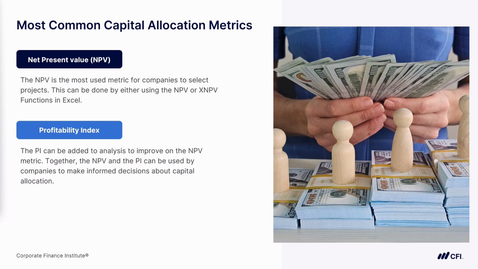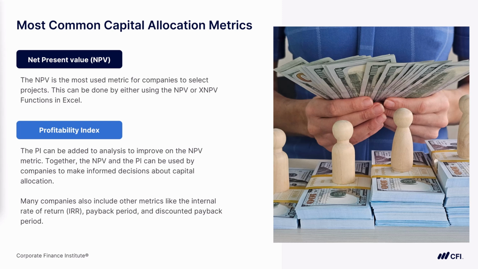Now, even though they are less common, let's remember that many companies also include other metrics. These would include the internal rate of return, or IRR, payback period, and also the discounted payback period. So what we want to do next is go back into Excel, not to perform calculations, but to use some of these metrics to help us make informed decisions.